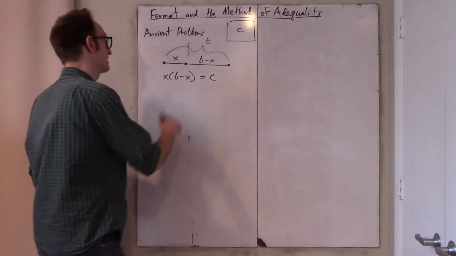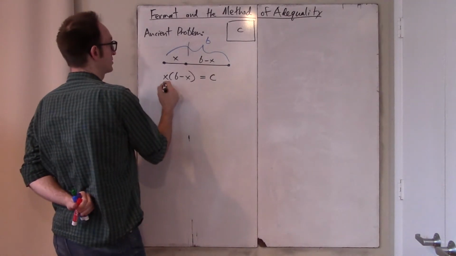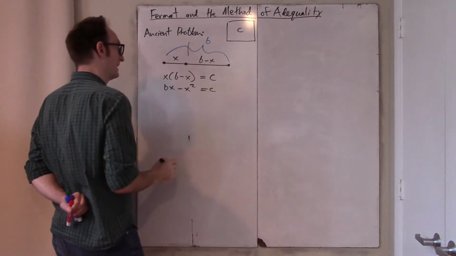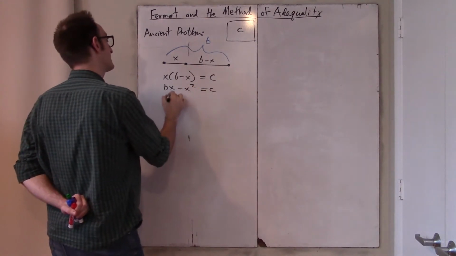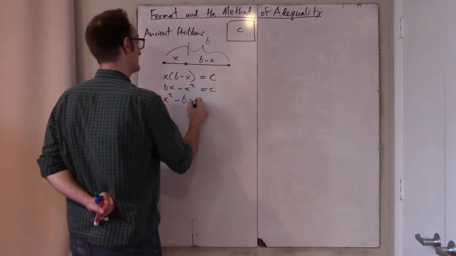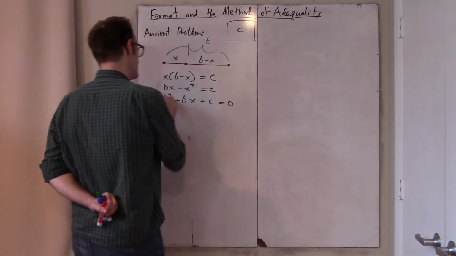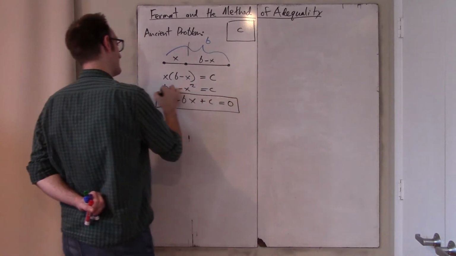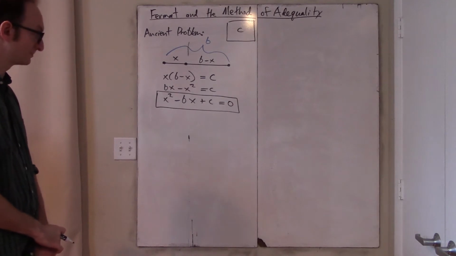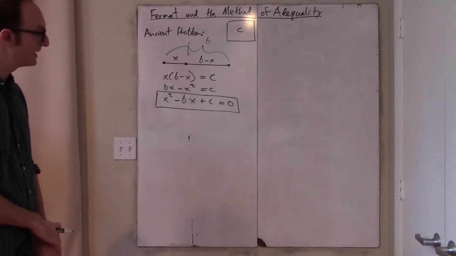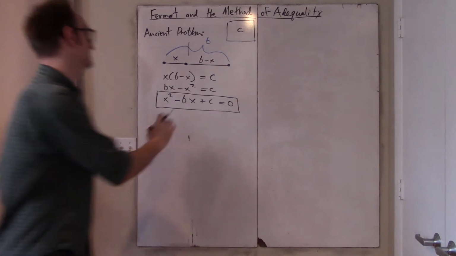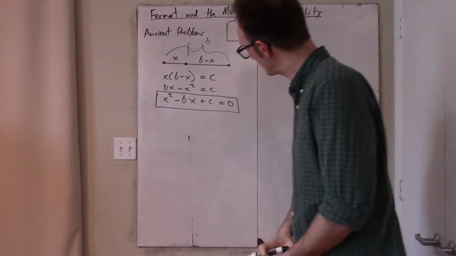In a modern view, you can just multiply through, and you get bx minus x squared equals c. So really we're trying to solve the equation x squared minus bx plus c equals 0. And this is just not a hard equation to solve. And everything will be great. So you just do it and that's it.